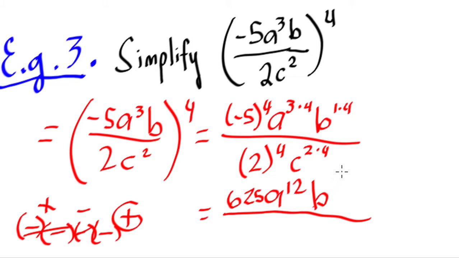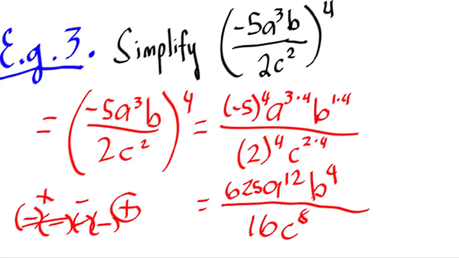That's going to be b raised to 4. And then we have here in the denominator 2 raised to 4, which is 2 times 2 times 2 times 2, that's 16. And then in the denominator, what we have is c raised to 2 times 4, that's 8. c raised to 8. So our answer for number 3 is 625 a to the 12 b to the power of 4 all over 16 c to the power of 8. And that's our answer for number 3, or our third example.